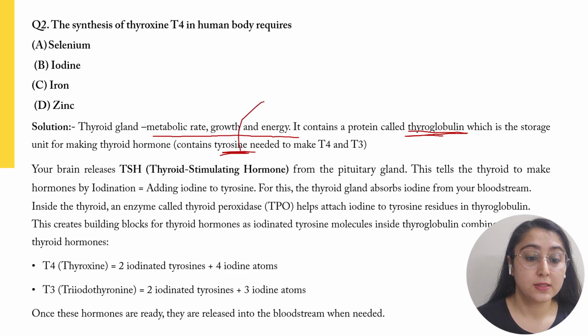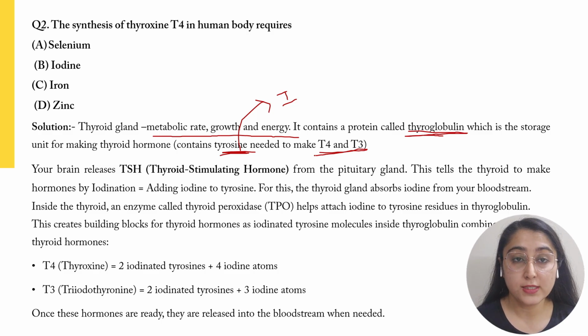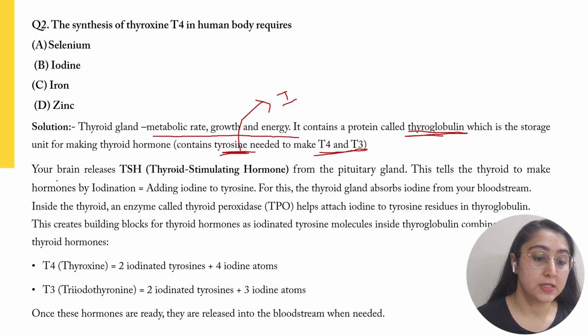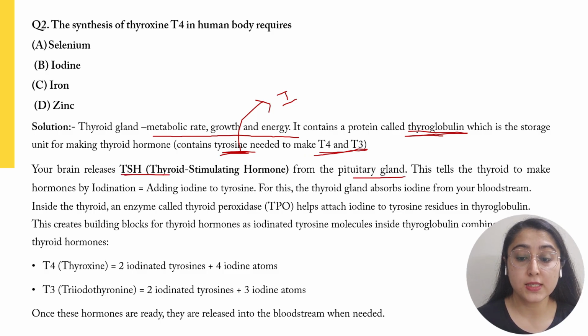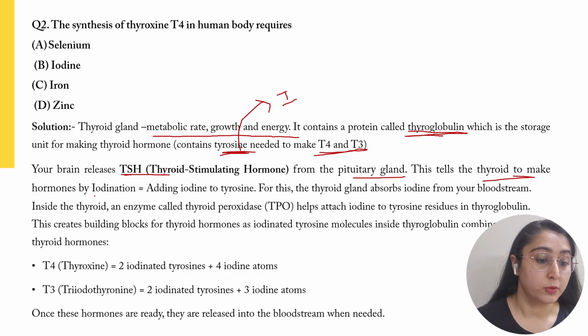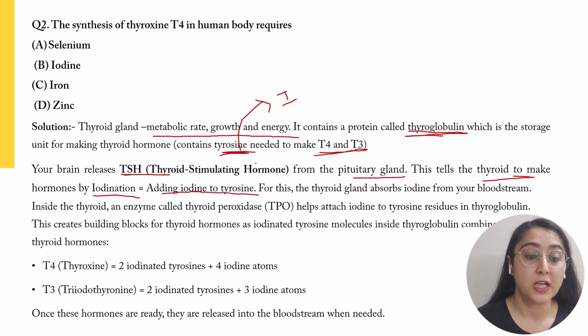This is because it is this tyrosine which combines with iodine, and once it combines with iodine it forms T4 or T3. Now how this happens: first, the brain releases thyroid stimulating hormone from the pituitary gland. This hormone tells the thyroid to make these thyroid hormones by the process of iodination, which is, as the name suggests, addition of iodine to the tyrosine. As we just discussed, tyrosine needs to combine with iodine to form T4 and T3.